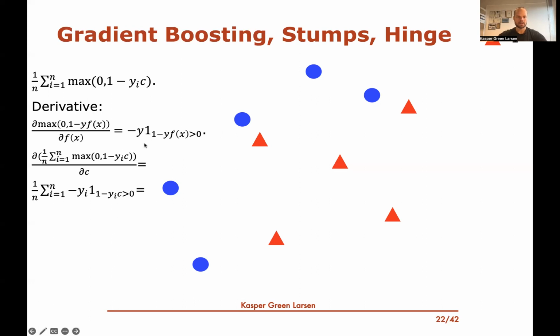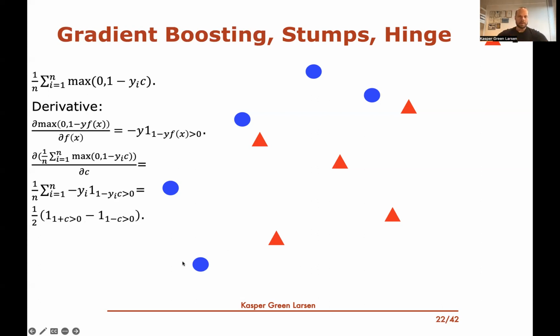So just by using this formula that we had from before, this becomes the average over n training examples of minus yi times the indicator for whether 1 minus yi times c is greater than 0. So let's try to look at that in this example here. So what do we get?